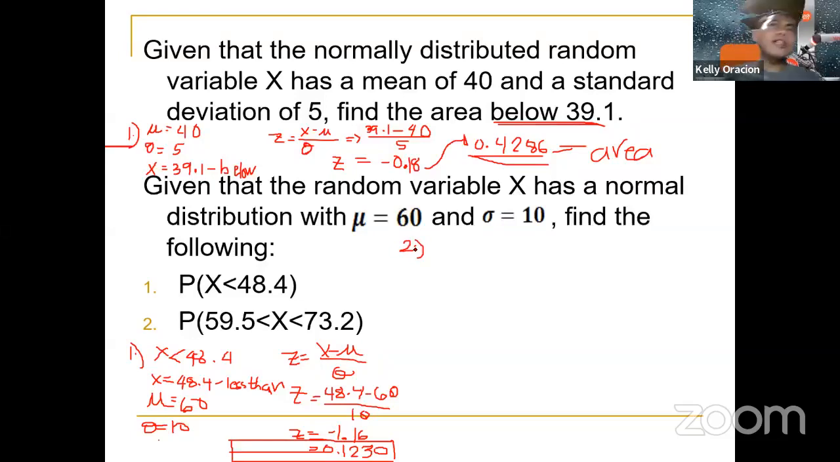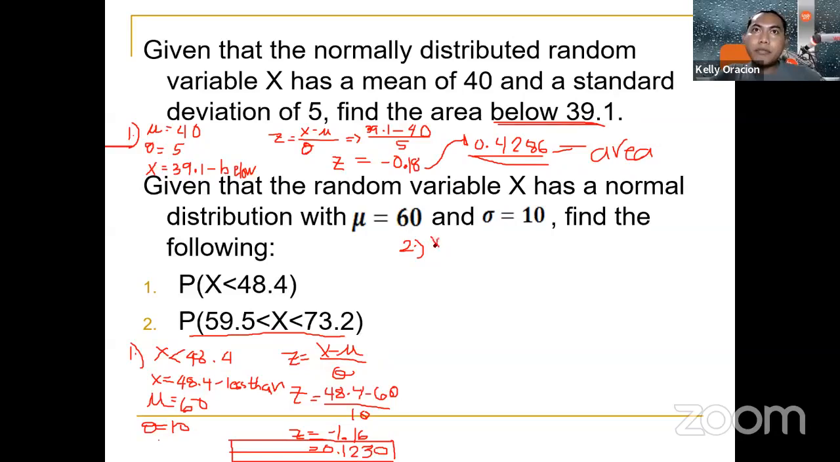Sir, for item number 2, what does item number 2 mean? Item number 2 is just another term for between. Again, item number 2 is between. The meaning of item number 2 is just the same concept as the word, the term, or the condition between. Sir, there are two z-scores? That's correct. We will solve two z-scores.